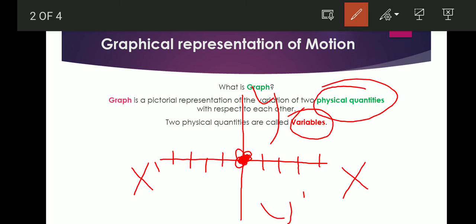Since this line has no top end, you have to put an arrow at the end. Okay, this indicates that this line has no end point, so you can extend it as long as you want. This is called a graph. In this case there will be two physical quantities, and those quantities are called variables.